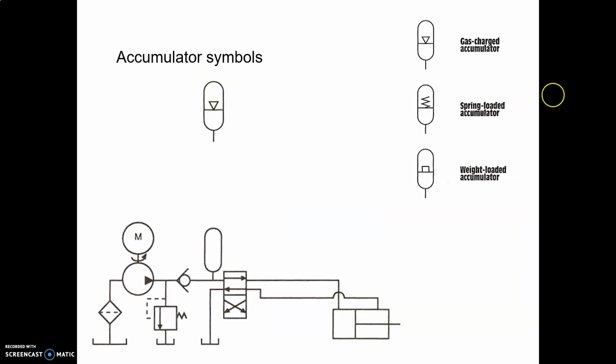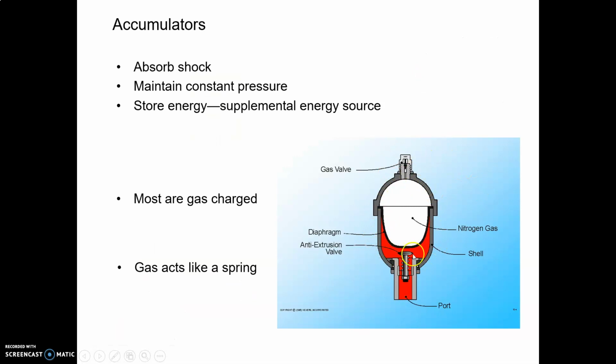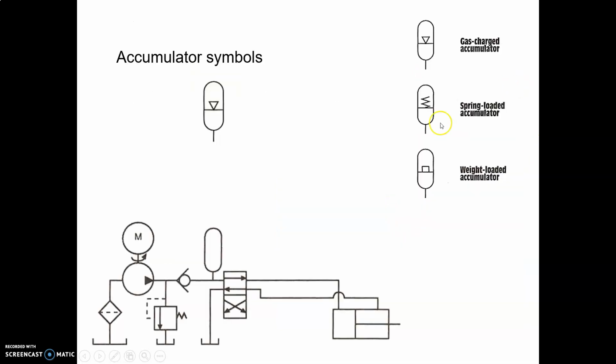There are different styles of accumulators. Really old-timey ones didn't have gas charging. They just had a weight. You can also have, in fairly small ones, a spring, but most of the ones we find nowadays are gas charged, like we saw in the backup in this slide here. Gas and a rubbery diaphragm. The general symbol for an accumulator in any event is this elongated rounded end thing.